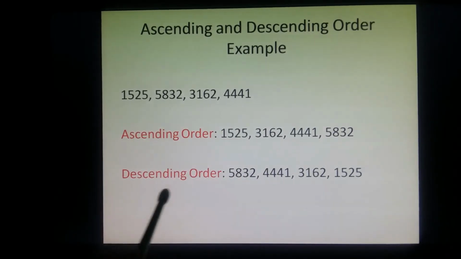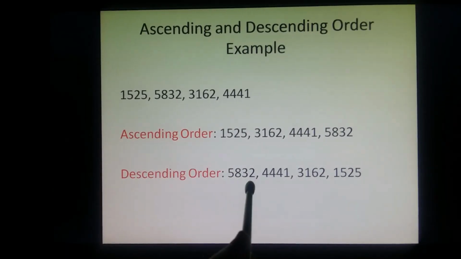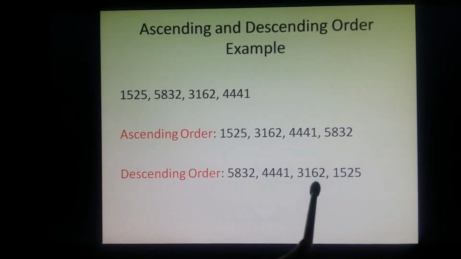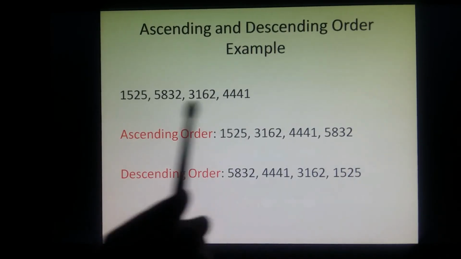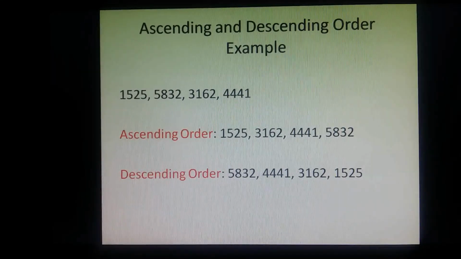And in the descending order, moving from greatest to smallest, the first number will be 5832, then 4441, then 3162 and 1525. So again I'll repeat, ascending order is moving from smallest to greatest, and descending order is from greatest to smallest.